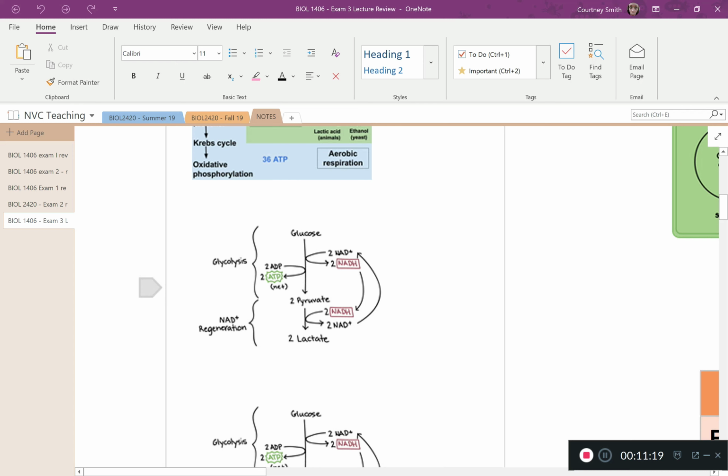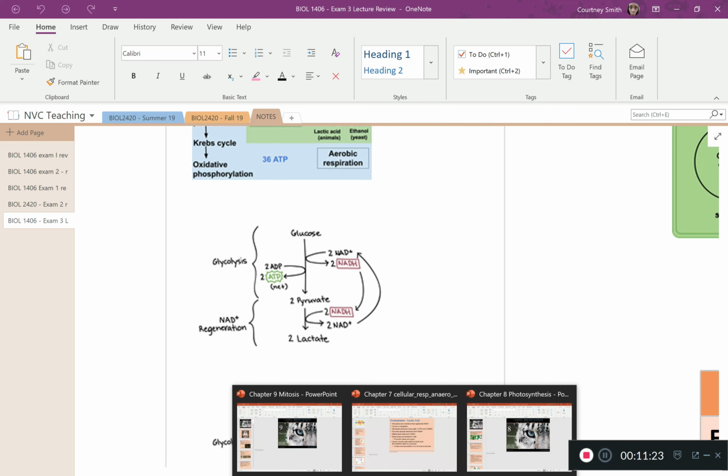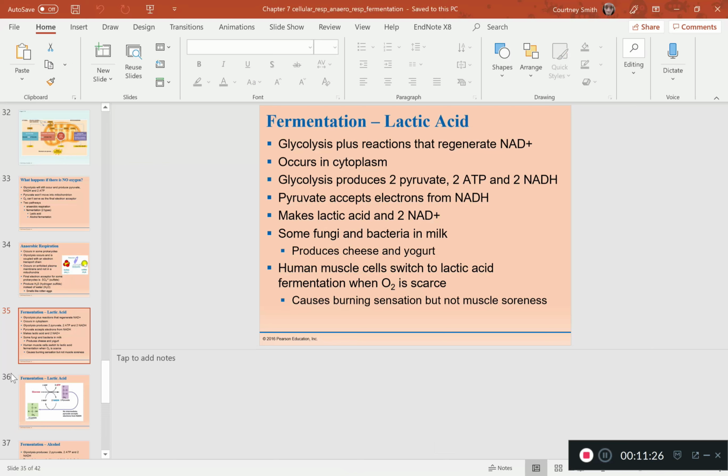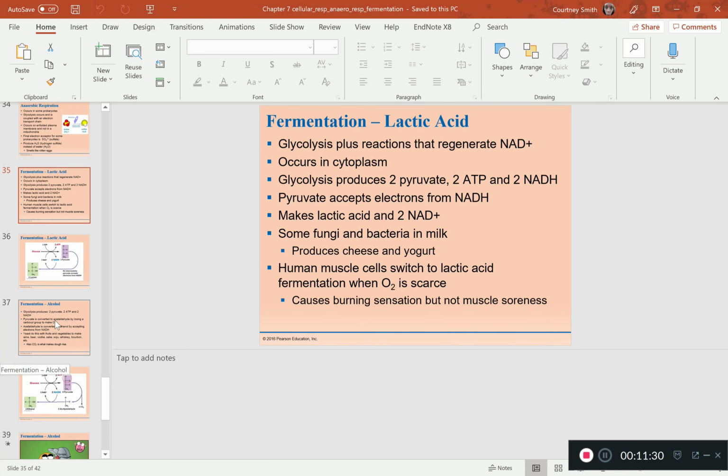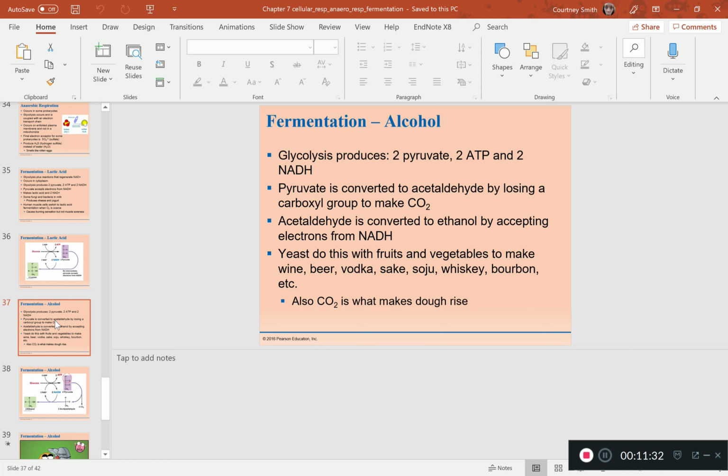So it's a constant cycle. So that is for fermentation in the context of lactic acid. Now, if we have fermentation in the context of alcohol, it's the same process where it starts off with glycolysis, but the difference is that instead of the pyruvate being converted into lactic acid, it gets converted into acetaldehyde.